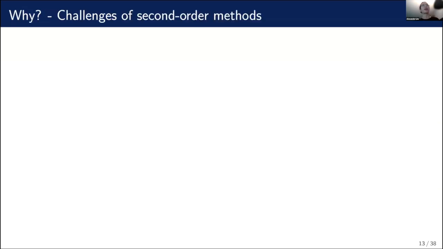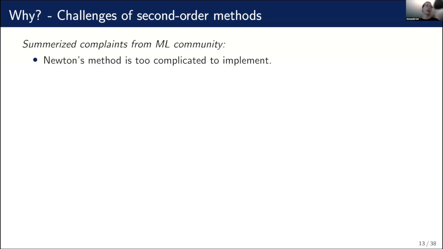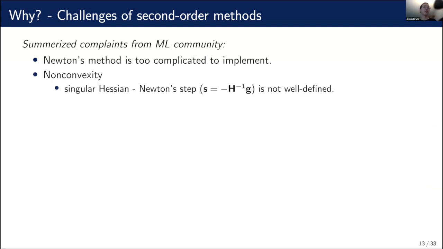So here are the summarized challenges of the second order methods. Well, Newton's method is too complicated to implement. This is something I sometimes hear, but it's probably not so important. But the non-convexity is very crucial because non-convexity may lead to a singular Hessian. That means that you don't have an inverse of the Hessian. That is not well defined. Newton's step is simply not well defined. And if it is well defined, it may converge to a saddle point, if you just naively implement it, if you just naively run it.